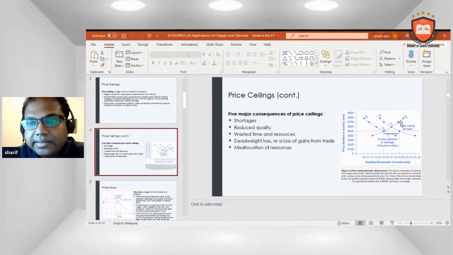And when there is a supply and demand curve and there is a price ceiling here, this is the excess demand, or shortage.